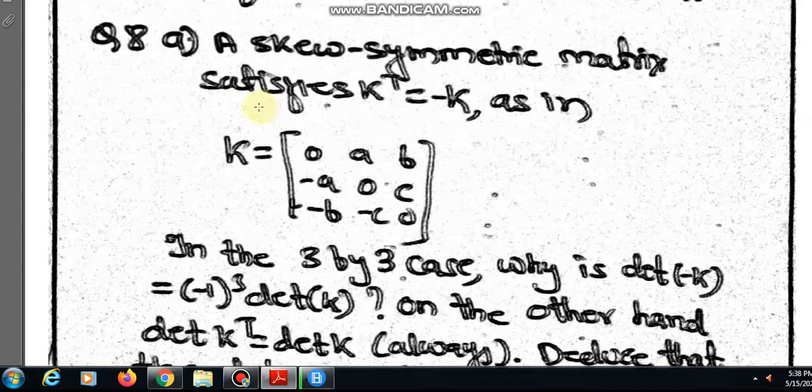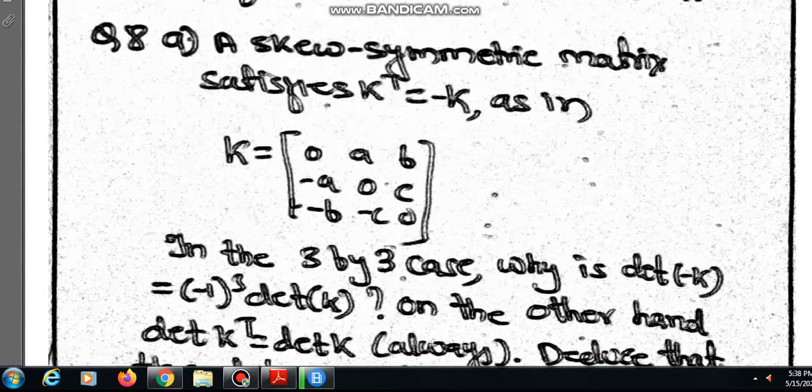Moving on to the other problems, the problem here is the skew matrix. What is a skew matrix? When you take the transpose, it is minus of the original matrix. This happens when the diagonal elements are taken as 0. If I take the transpose of this, I'll get 0, minus A, minus B. If I multiply it with a minus, I will get back my original matrix, right? So this is the definition of a skew matrix.